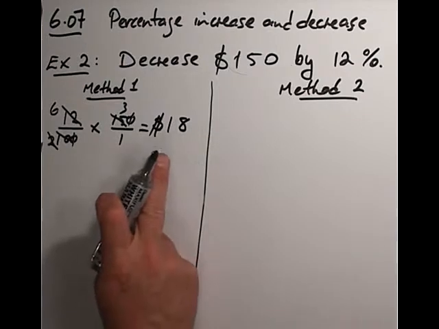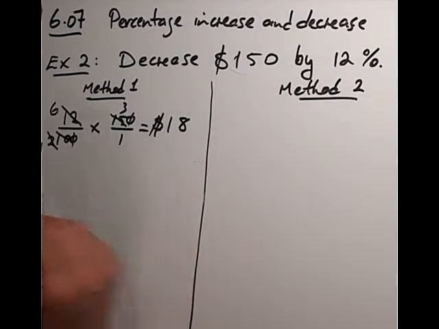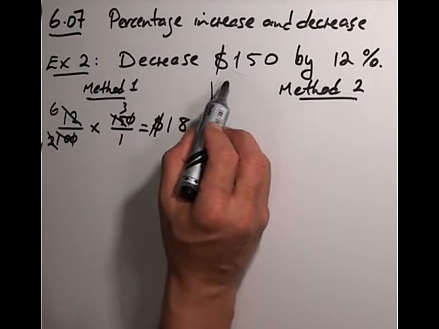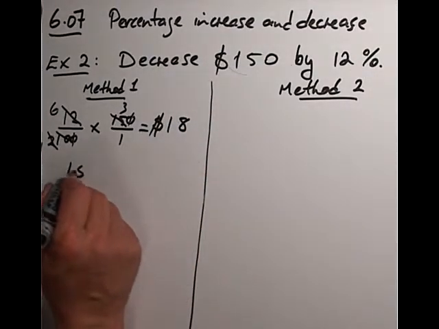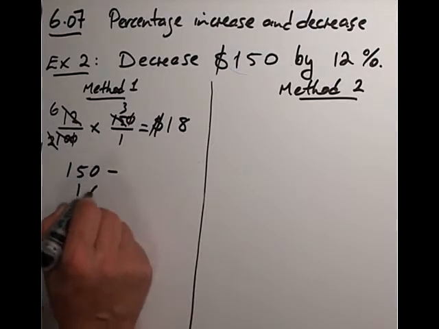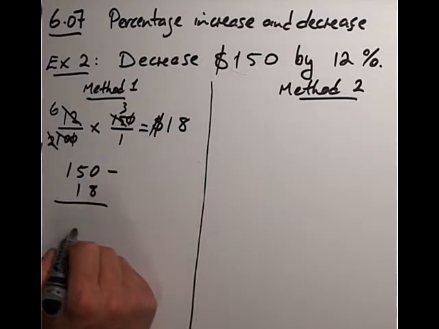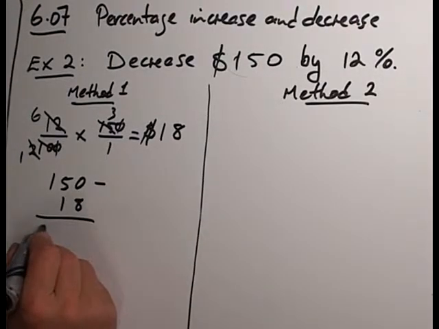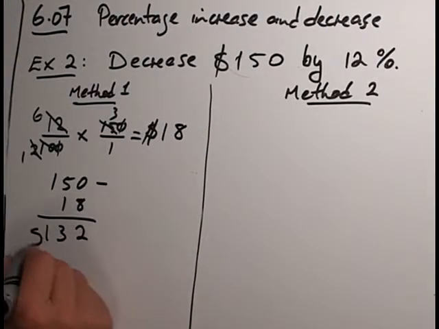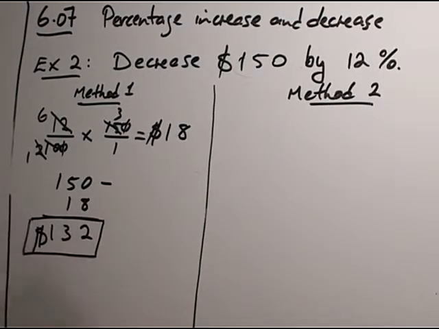So that is the first part of my solution, 12% is $18. So now we need to decrease 150 by that amount, which means I've got to take away 18 from 150. So I say 150 minus $18. And then that means this is equal to $132. And this here is now my finished answer.